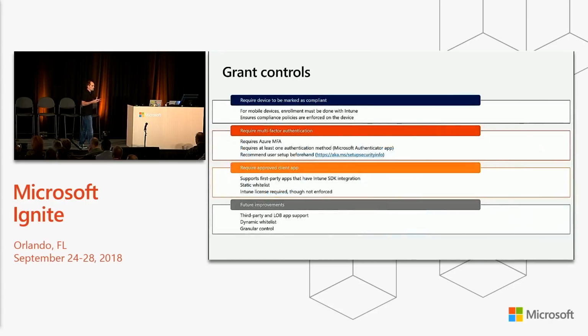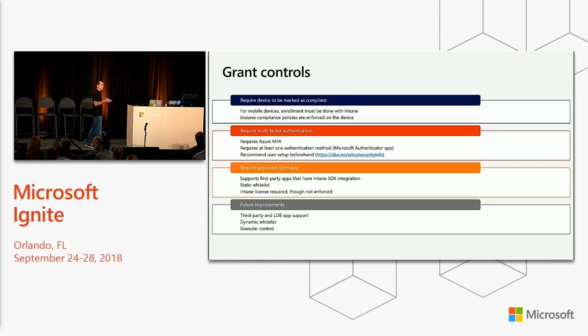Now, what do these grant controls actually do? Well, for the require devices to be marked as compliant, that grant control first off requires that for mobile devices the device be enrolled in Intune. And second, it validates that the device compliance policies you've configured as part of the enrollment are actually enforced on the device. If both those conditions are true, then that device is allowed to connect as part of that authentication request. If they aren't true, then the device is blocked.